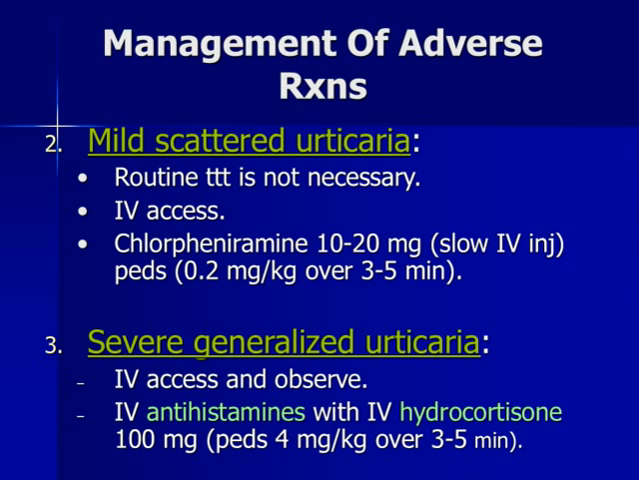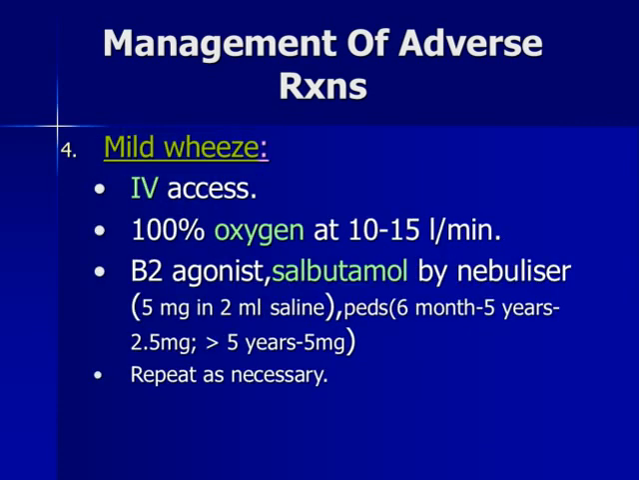Also give chlorpheniramine 10 to 20 milligrams by slow IV injection. Severe generalized urticaria, the life-saving thing is the IV access. It will save the life. Okay? Give IV antihistamine with IV hydrocortisone 100 milligrams. Mild wheeze, also be sure to have IV access, 100% oxygen at 10 to 15 liters per minute with a beta 2 agonist, salbutamol, maybe by nebulizer, and repeat as necessary.